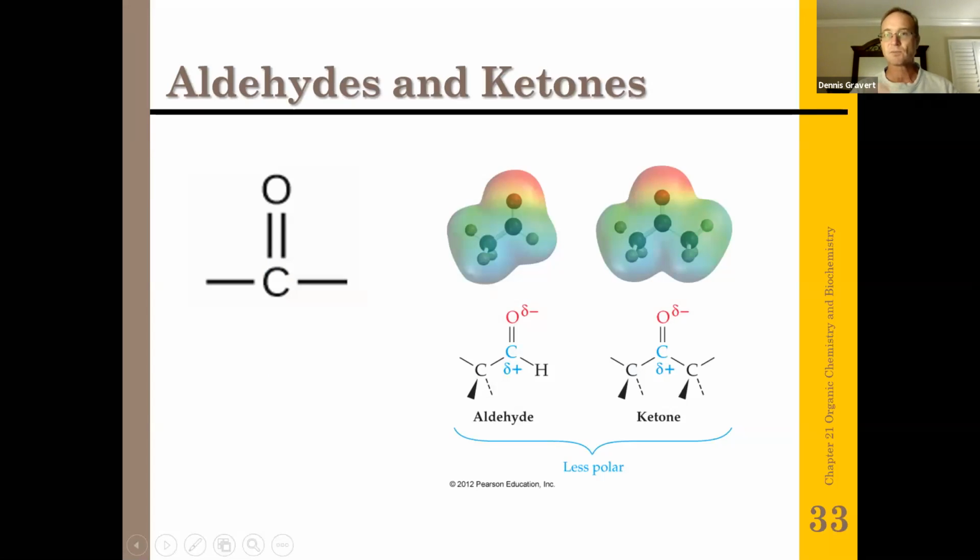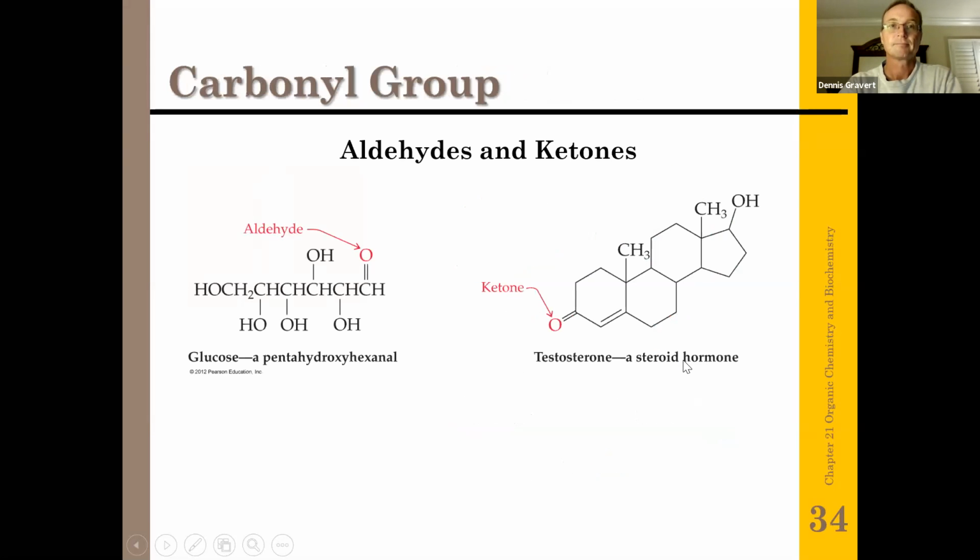Aldehydes and ketones, we've done enough naming. I won't ask you to name molecules that have aldehydes and ketones, but instead you just need to be able to identify them. So an aldehyde is a C double bond O with an H. Ketones is a C double bond O with 2 C's. Carbonyl is another name for it.